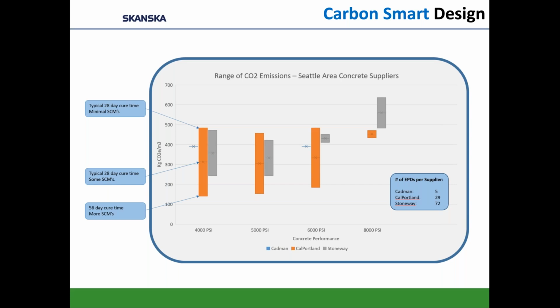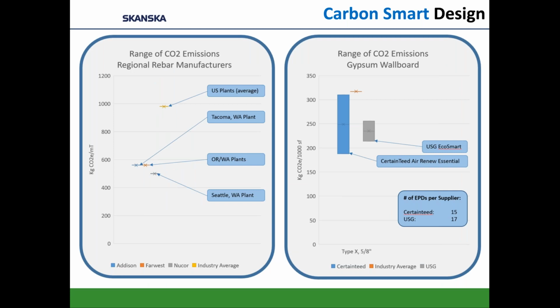Next slide. Just one more example, looking at the rebar locally, because we have these EPDs for our suppliers in Washington, being able to actually see where they fall against the industry average and know that by procuring locally, we're achieving that emission savings. And looking at gypsum board, again, per manufacturer, starting to understand per type of gypsum board what the variability is in their current products and how we can actually specify and select based on emissions.